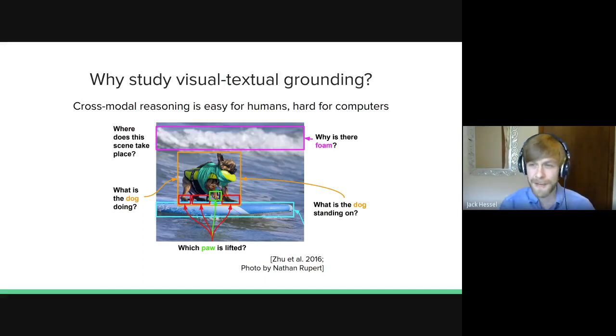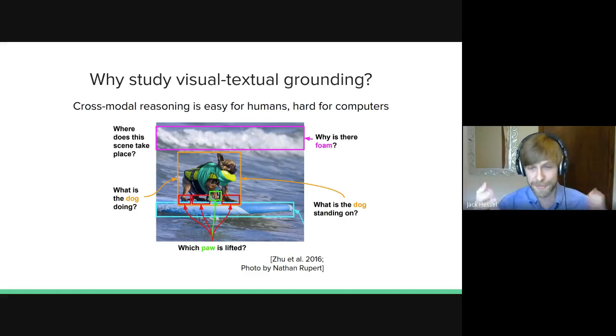We have to find a mapping between these two processed forms. So we have to map perhaps objects onto the scene. Sometimes we don't map objects onto the scene though. So take, for example, the question, where does the scene take place? There's no direct mapping between nouns in this sentence and objects in this image, and yet we're still able to make a connection between these two very easily.